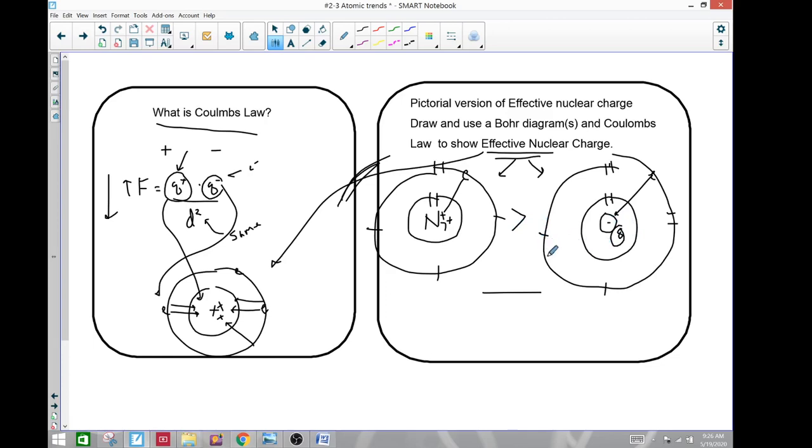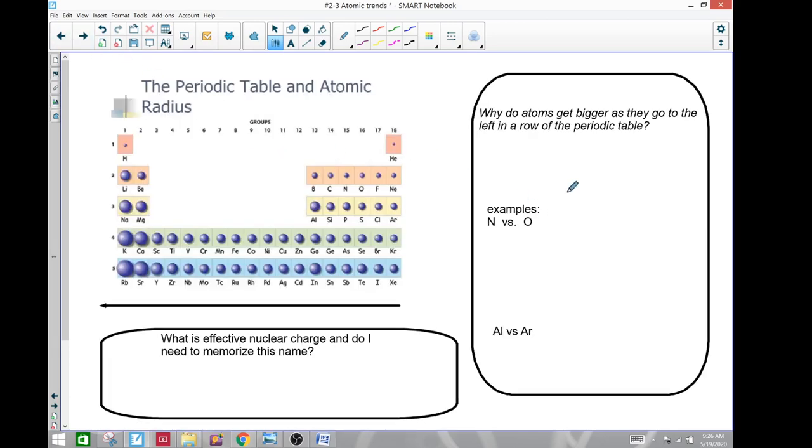Okay, and that is why, as a general trend, we get slightly smaller as we go to the right or bigger to the left. It's because there are essentially more protons, and now we have this idea that it increases Coulombic attraction.